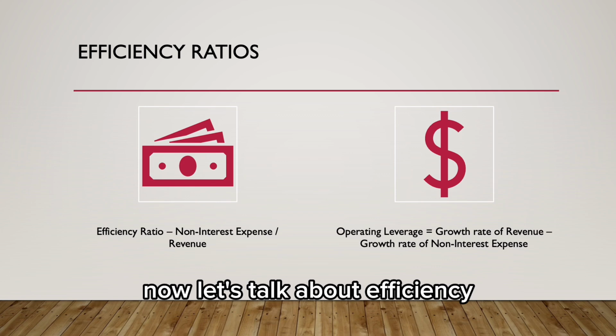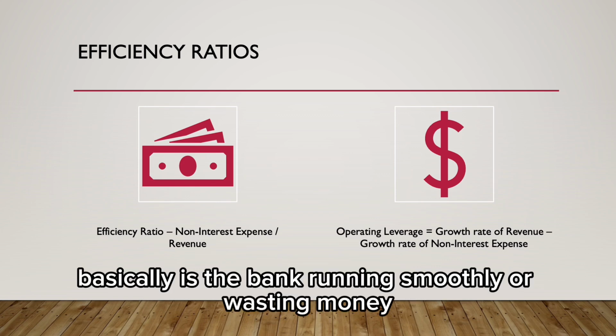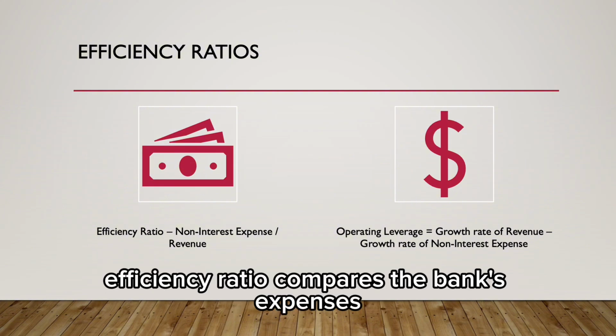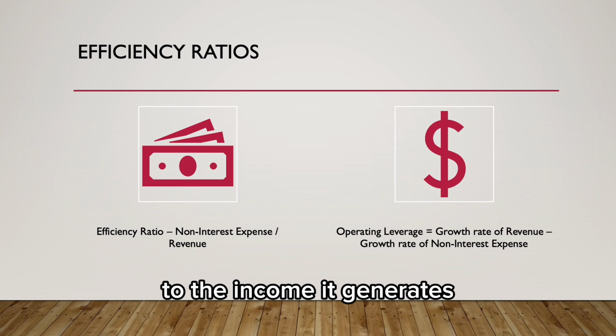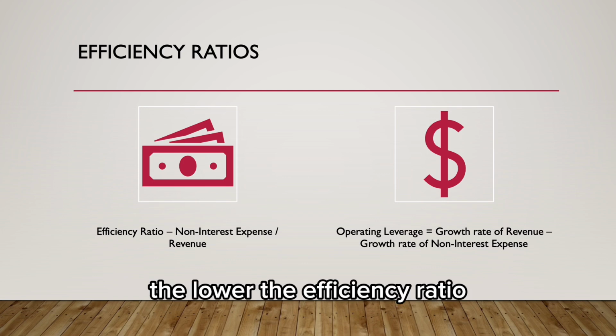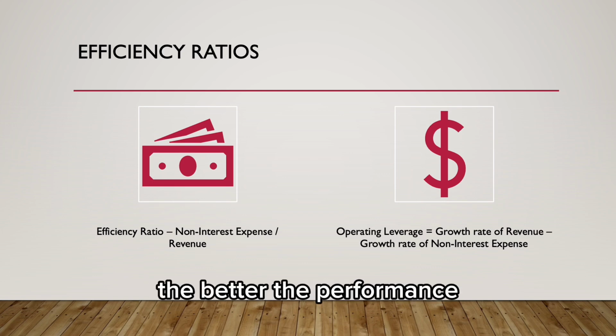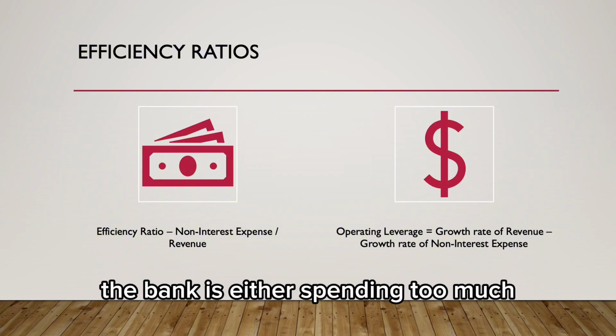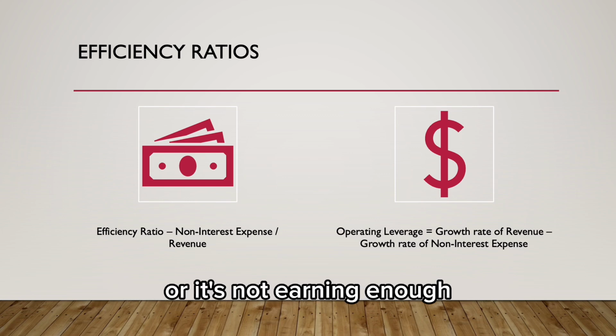Now let's talk about efficiency. Basically, is the bank running smoothly or wasting money? The efficiency ratio compares the bank's expenses to the income it generates. The lower the efficiency ratio, the better the performance. If this ratio shoots up, the bank is either spending too much or it's not earning enough.